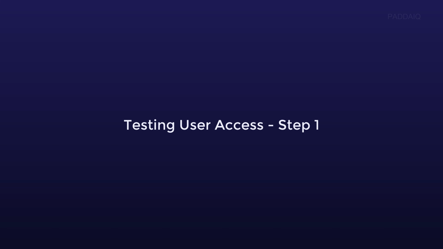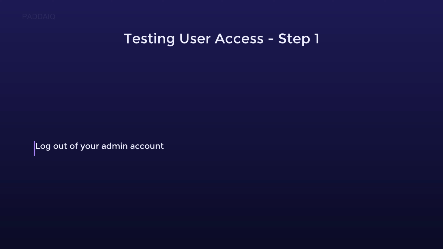Initiating user access testing procedures. Log out of your admin account. This means you are securely ending your current administrator session. For instance, after setting up a new application, you would log out before testing it as a regular user. This ensures you can properly verify standard user permissions and access.